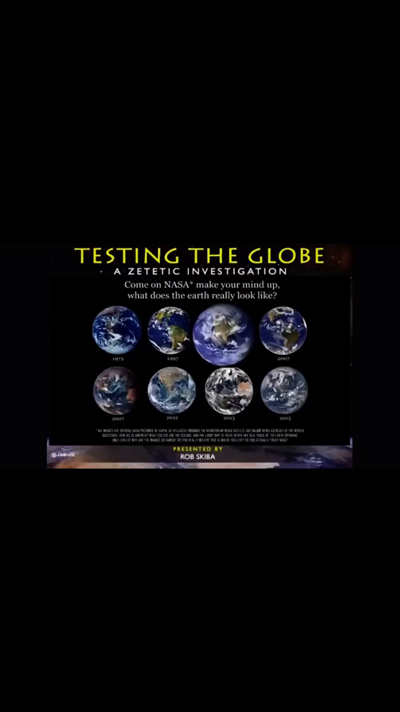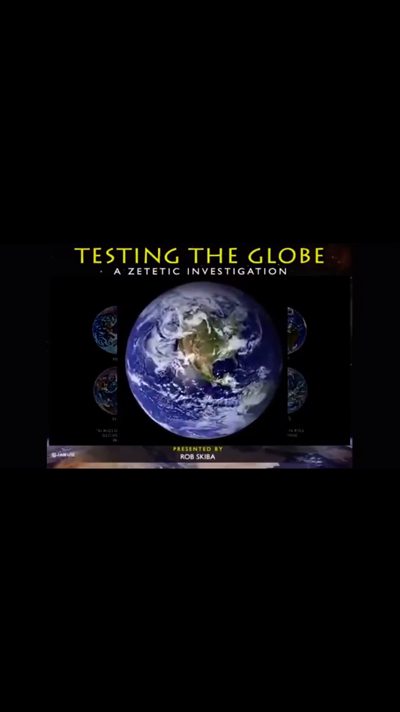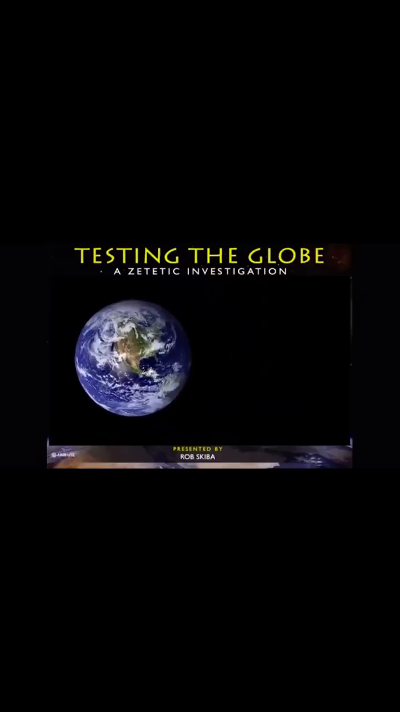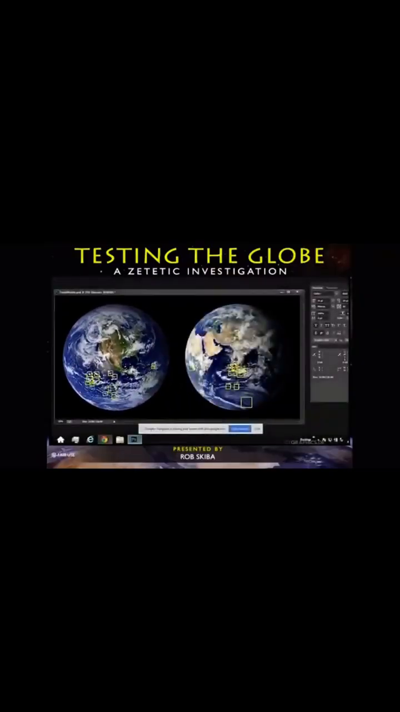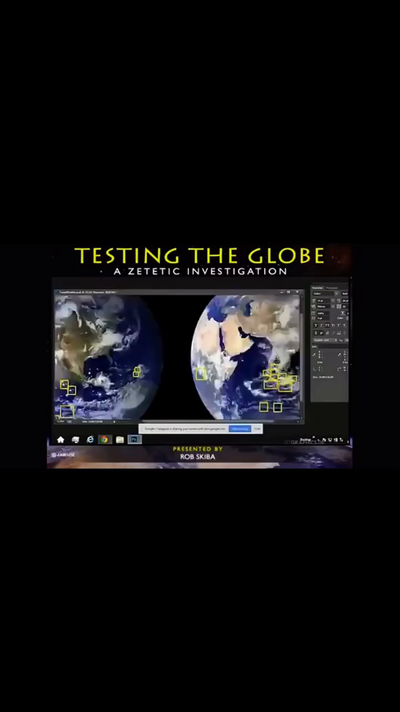The most famous one of the blue marbles was the one done in 2002. But if you take it into Photoshop and start zooming in on it, you begin to see where clouds were replicated using the clone tool.